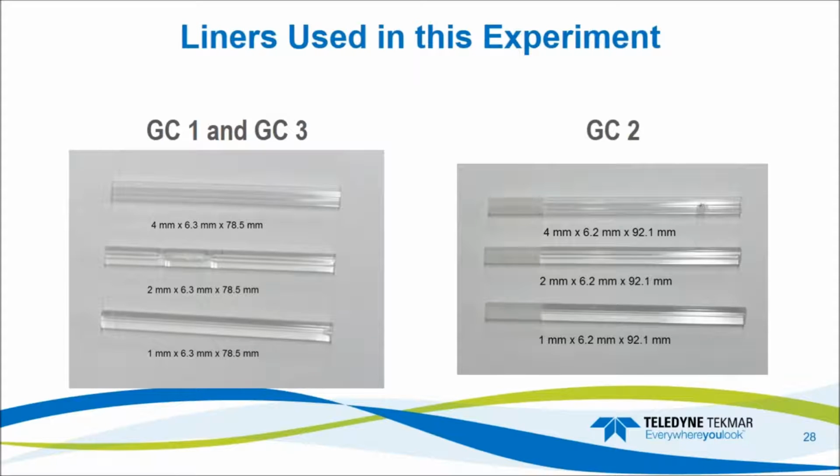What do these liners look like for GC1 and 3 on the left? Those are the types of liners. The only 2 millimeter liner we could find for these GCs was one that had a little bit of a restriction in here and had some glass wool packing. For the other GC, again, the liners came in a straight liner, and we used those.